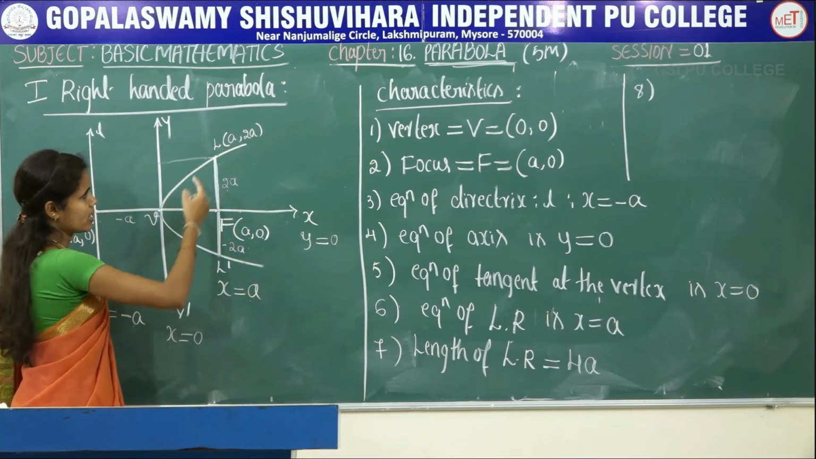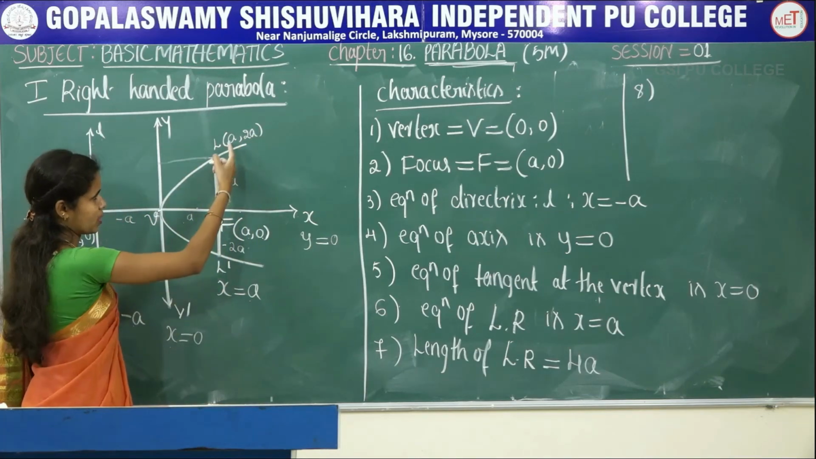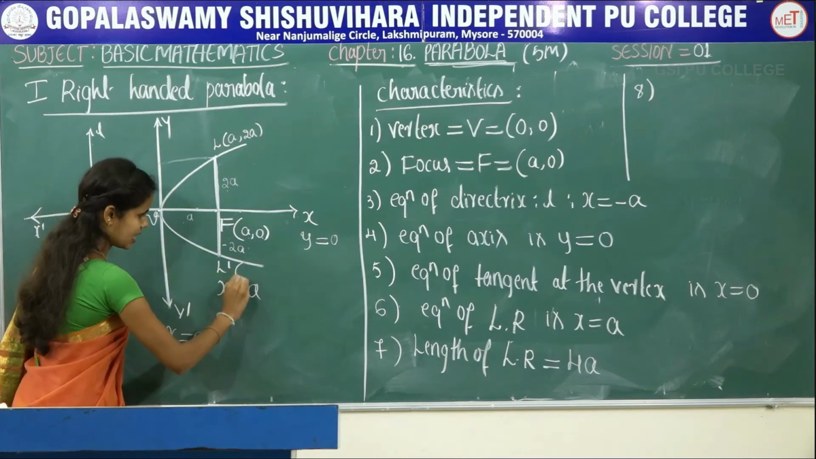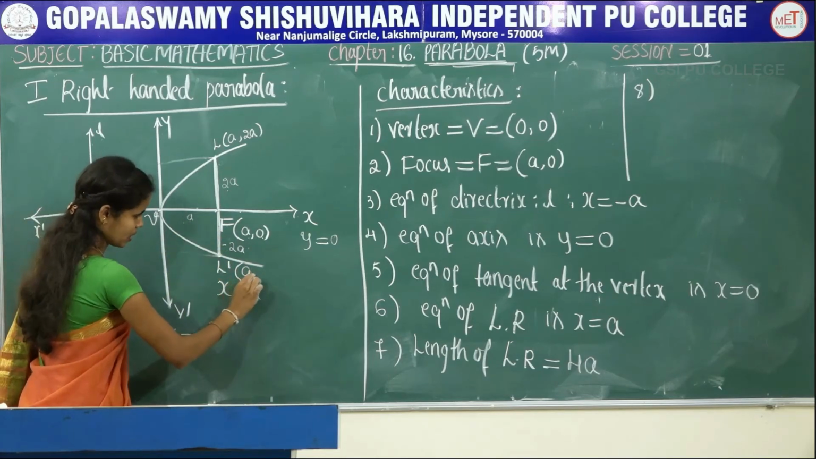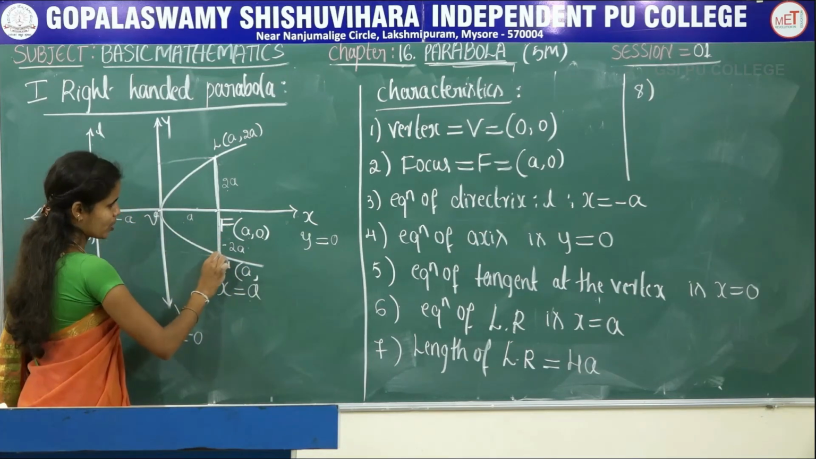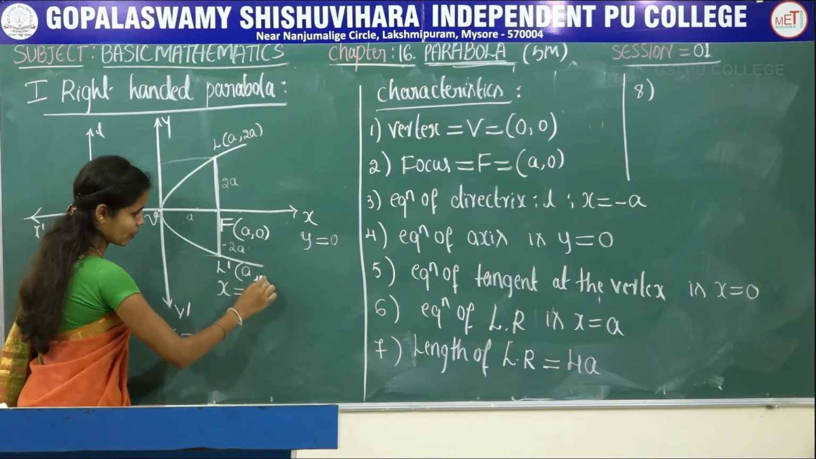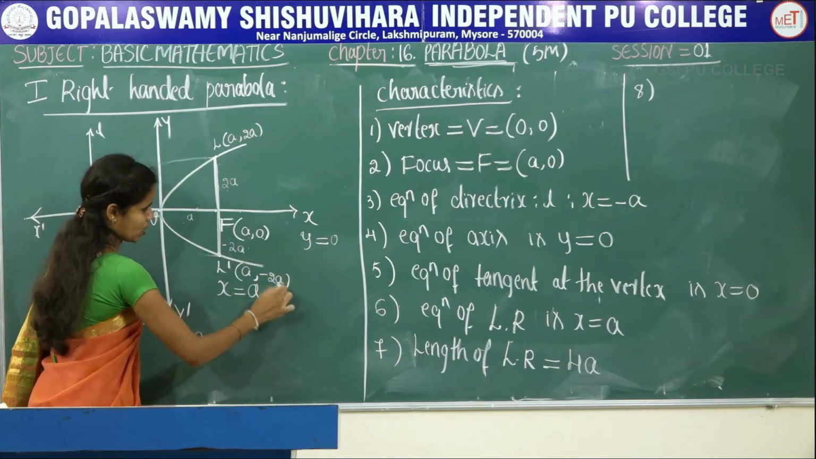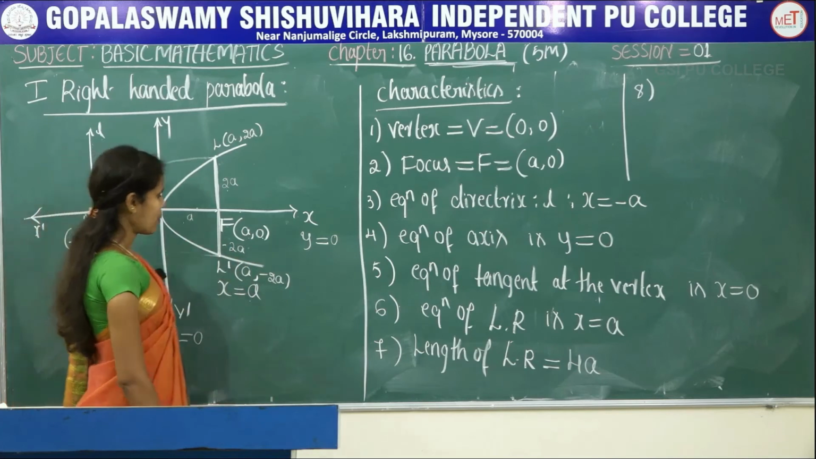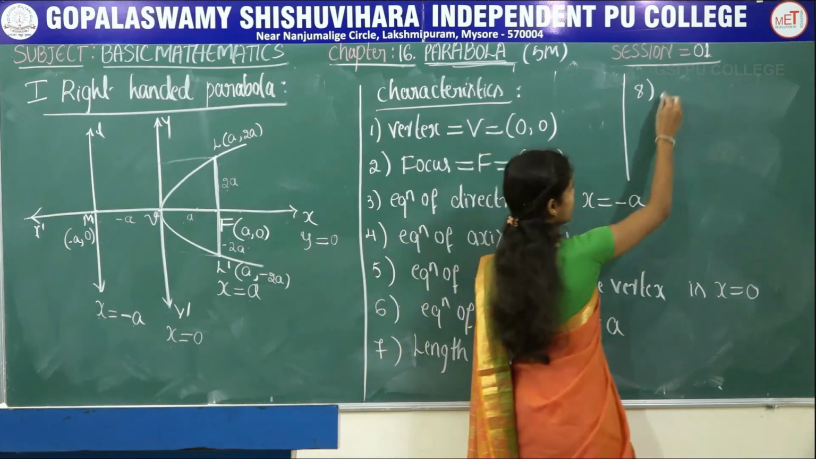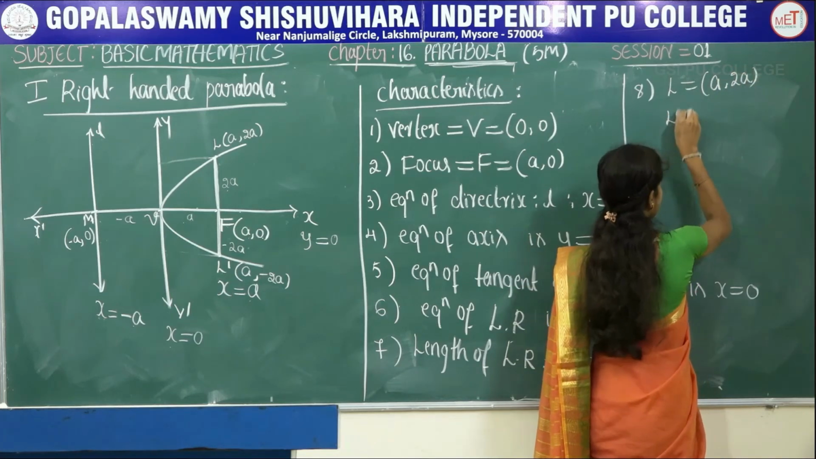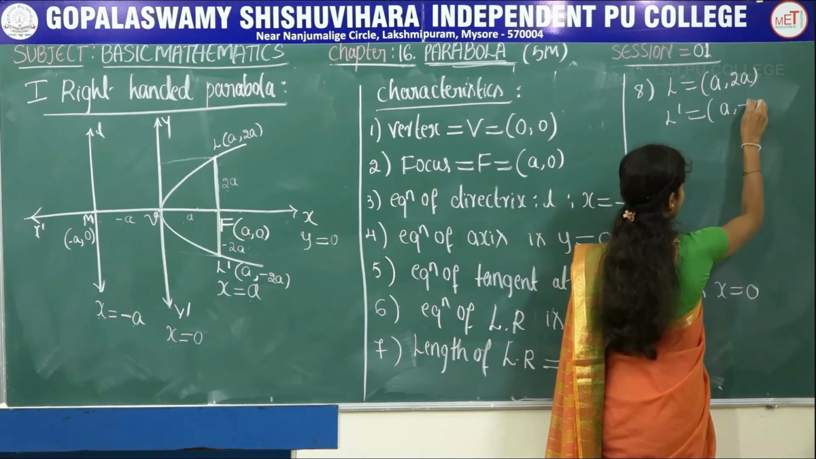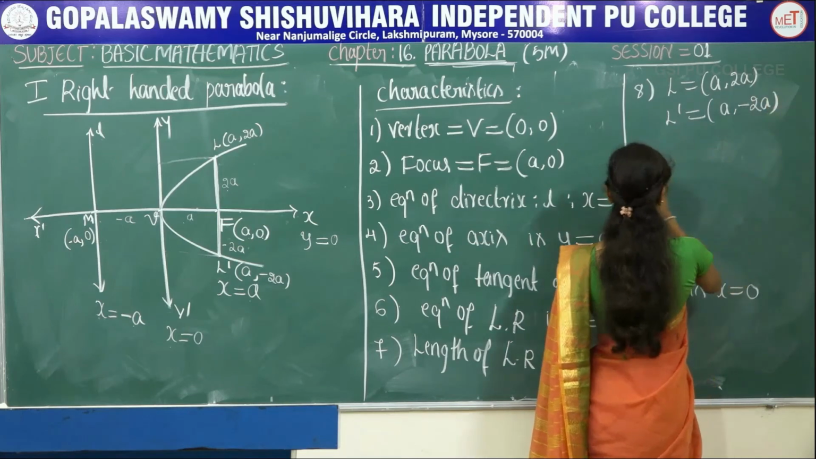Therefore coordinates of end points of latus rectum, one is a comma 2a. For the other, L dash, x coordinate means perpendicular distance from the y-axis, this distance is equal to a. Y coordinate is perpendicular distance from the x-axis, that is minus 2a. Therefore L is equal to a comma 2a, L dash is equal to a comma minus 2a.